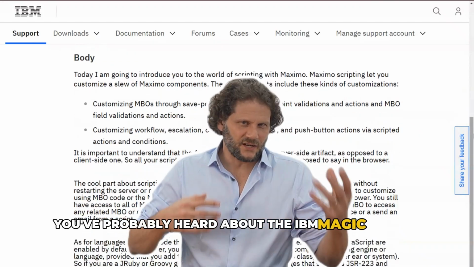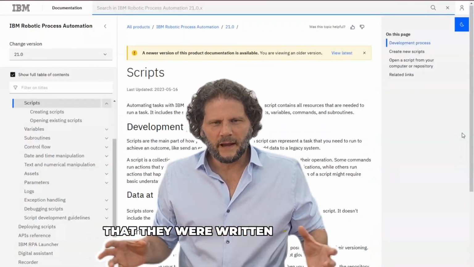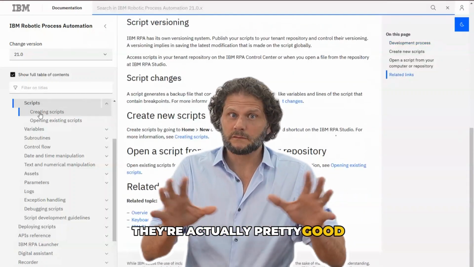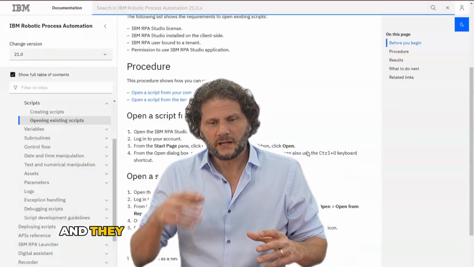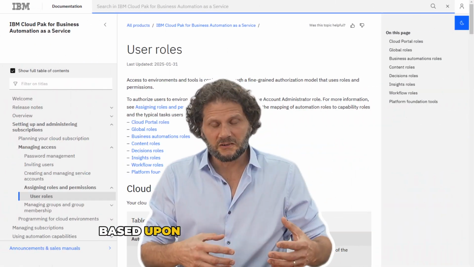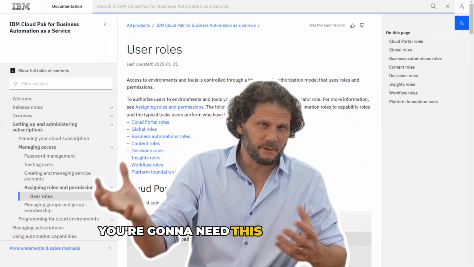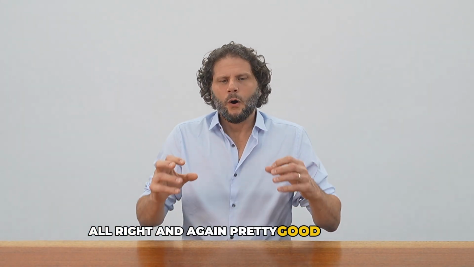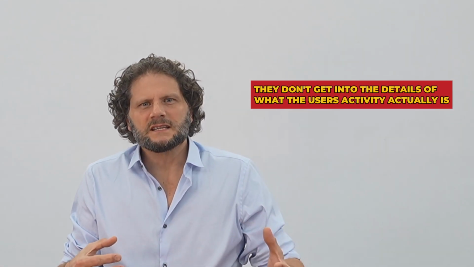So if you've been involved in this process at all yet, you've probably heard about the IBM Magic Scripts that the sales guys ask you to run. They were written by a guy at IBM. They're actually pretty good. They do a lot of detailed digging in there. And they go in and they spit out a number and say, based upon your users and their roles, you are probably going to need this many app points, all right?